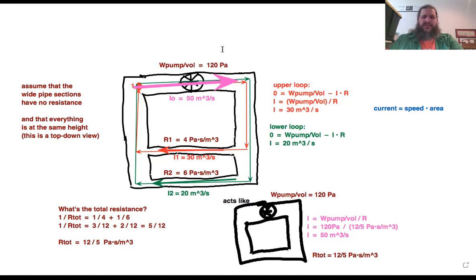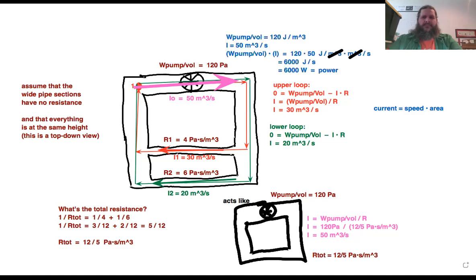What happens when you multiply those units? If you have joules over cubic meters times meters cubed over seconds, what's going to happen? Joules per second. Yeah, the cubic meters cancel out. We're left with just joules per second, which is the units of power. 120 times 50 is 6,000 joules per second, also known as watts.